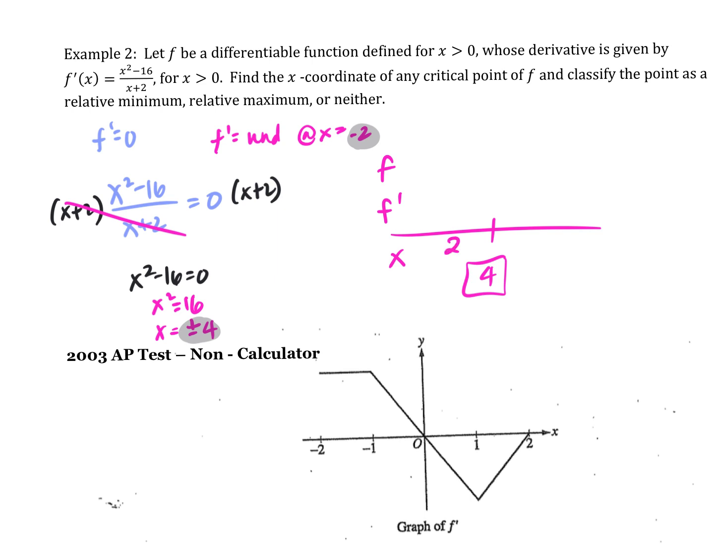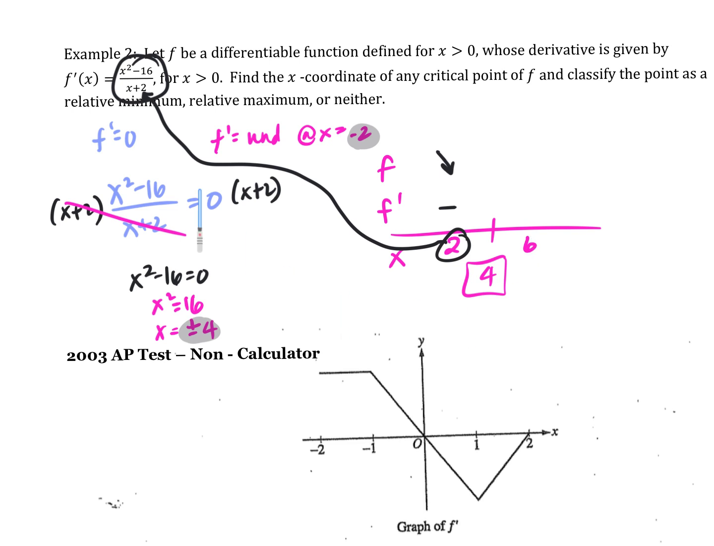2 or 3 or 2.5 sounds good. Bigger than 4? Sure. We have to plug it into my f prime. If I plugged a 2 into my f prime, here: 2 squared minus 16 on top, negative something over 2 plus 2. Yeah, negative divided by positive. Negative. If f prime is negative, my function's decreasing.